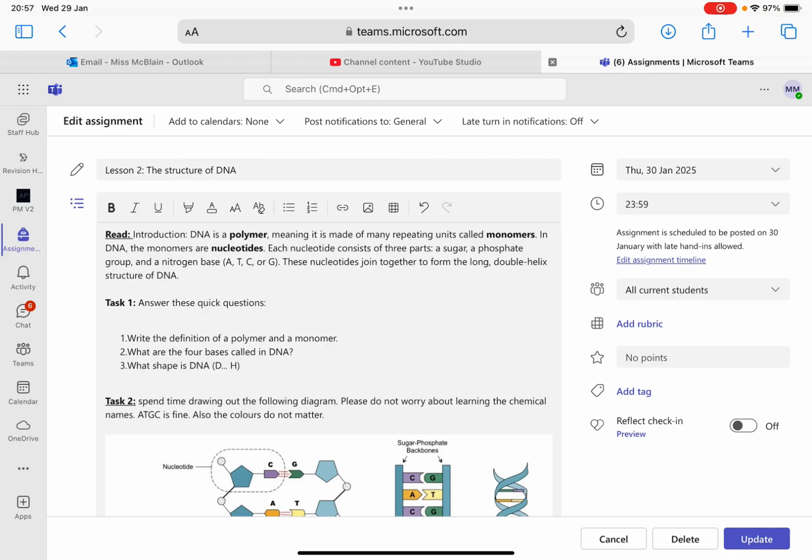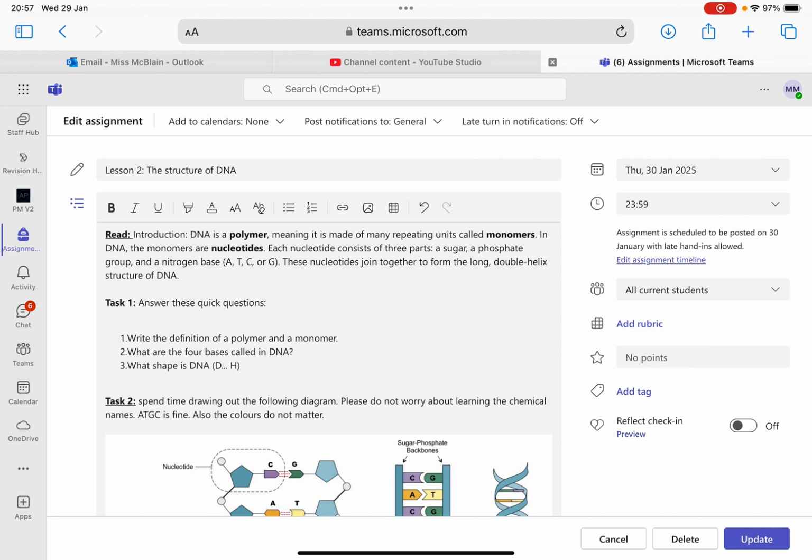So an introduction: DNA is a polymer, meaning it's made of many repeating units called monomers. A polymer is a big molecule; monomer, mono means one, a small molecule. In DNA, the monomers are called nucleotides. Each nucleotide consists of three parts: a sugar, a phosphate group, and a nitrogen base.